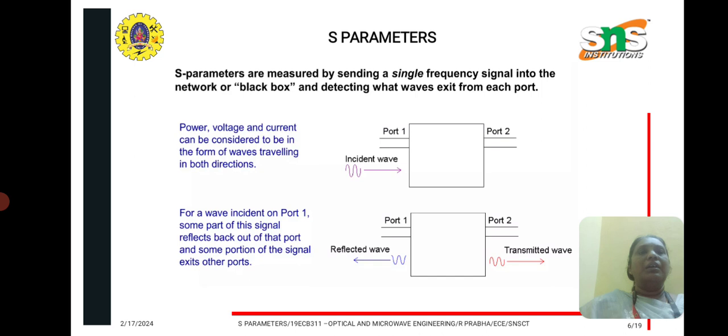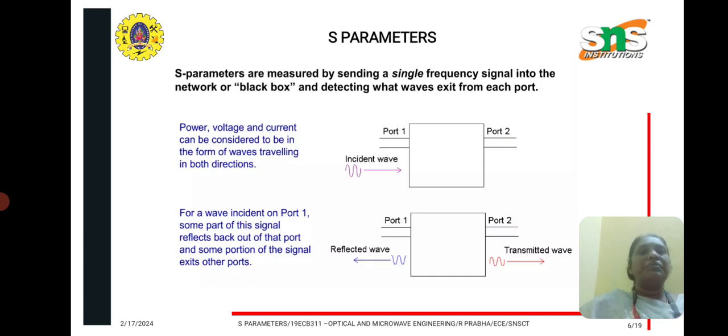Now based on this, all the S parameters are measured by sending a single frequency signal into the network and detecting the waves exiting from each port. Here power, voltage and current can be considered to be in the form of waves traveling in both directions. In the diagram there is a two-port network, port 1 and port 2. The wave which is incident at port 1 is called the incident wave. And in the second diagram we have two types of wave: one is the reflected wave and another one is the transmitted wave.